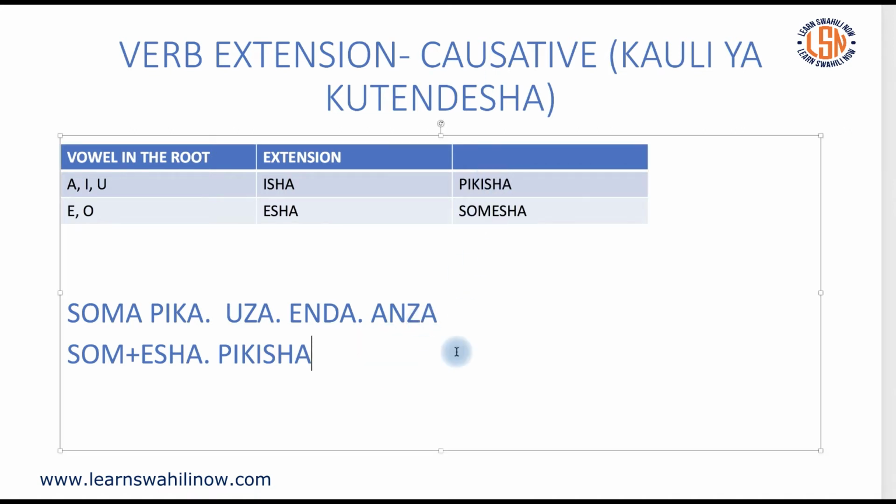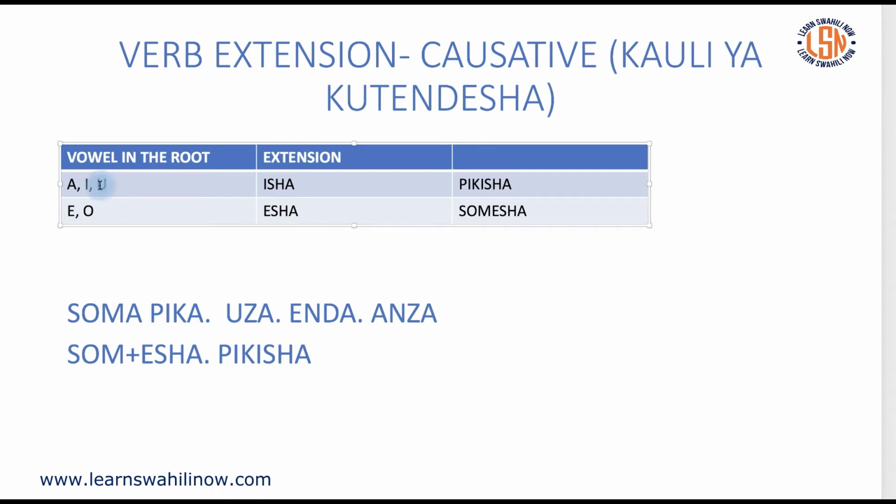Okay? And then we have uza. So what is the vowel? U. We come up here to a little chart and we find U. So we know uza is going to be up there. Somebody made somebody sell something.